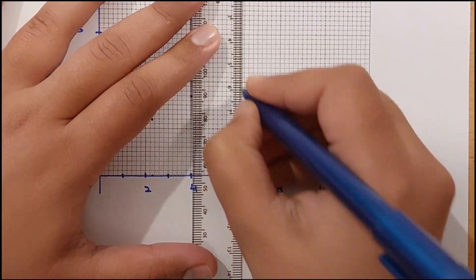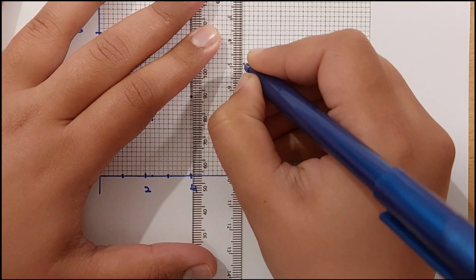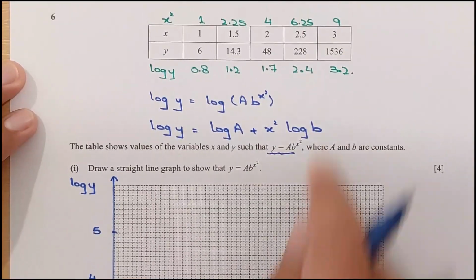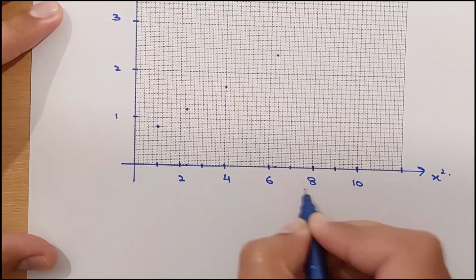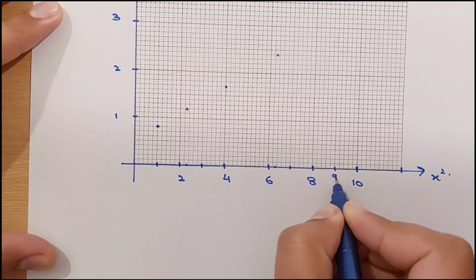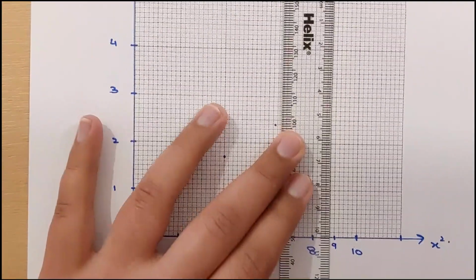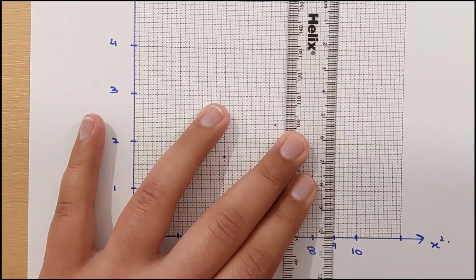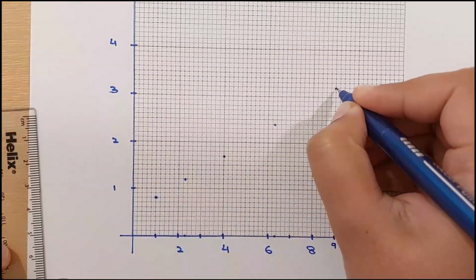Okay, this is 1, this is 2, 2.1, 2, 3 and 4. Okay, the last is 9 and 3.2. So we have 9 between 8 and 10, this is 9, and 3.2 corresponding to 9, the value is 3.2, so 1, 2, 3, 3.1 and 3.2.